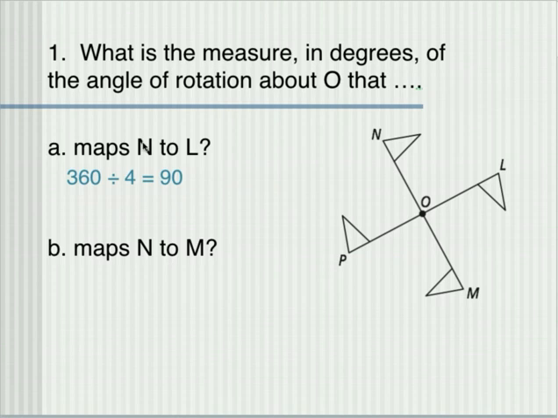Now, if we're mapping point N to point L, remember that with rotations, we're moving counterclockwise. So it would be going from here to here in that direction. That would be 1, 2, 3 of those 90-degree jumps. 90 times 3, that'd be a 270-degree rotation. Pause here and try part B. You should get its 2 jumps of 90 degrees, so a 180-degree rotation.